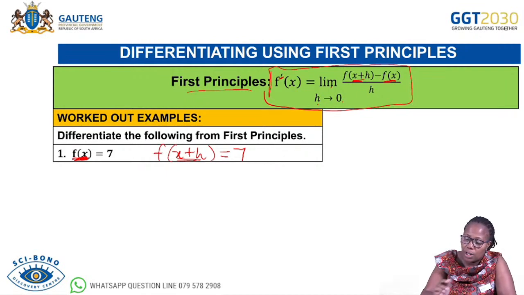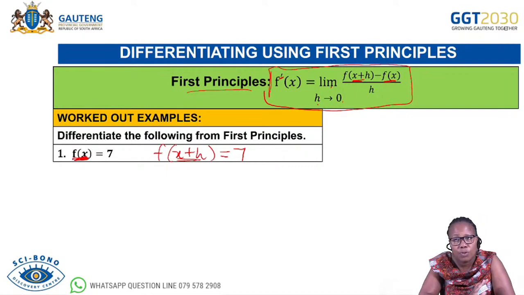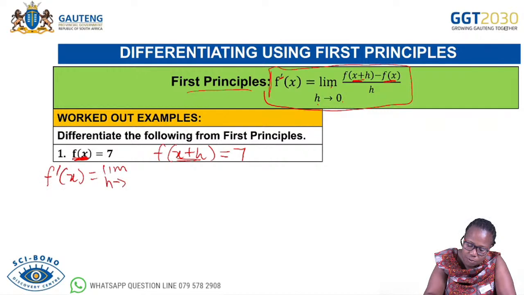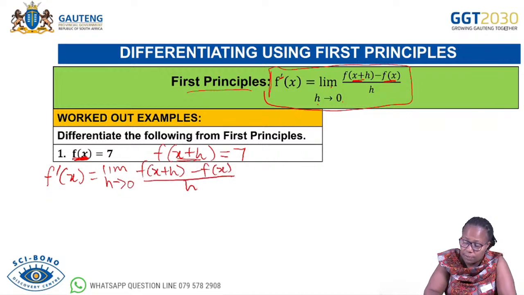Happy now? Now we can take our formula, because we have now f at x, we have our f at x plus h. So our equation is the derivative of x is equal to the limit of h approaching 0, which is our f at x plus h minus the f at x, everything over h.